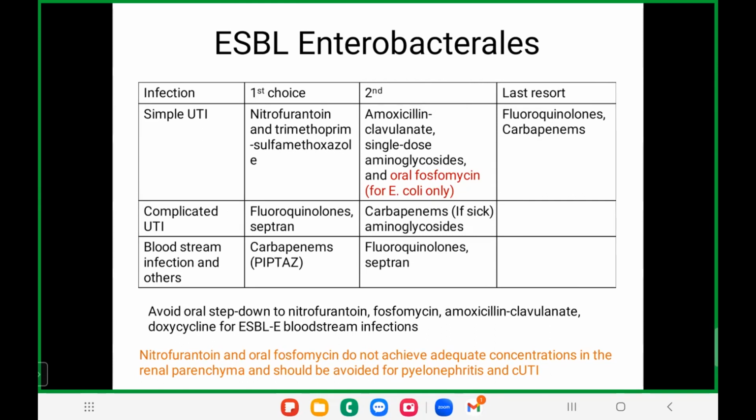And if you're giving fosfomycin, it is only for E. coli. It will not work for any other bug. And the last resort we have is fluoroquinolones and carbapenems. You need to try to preserve them for simple UTIs. And in complicated UTIs, you can put fluoroquinolones in the first choice along with Cepron. And if a child is very sick, you need to give carbapenems, and you can always try aminoglycosides.